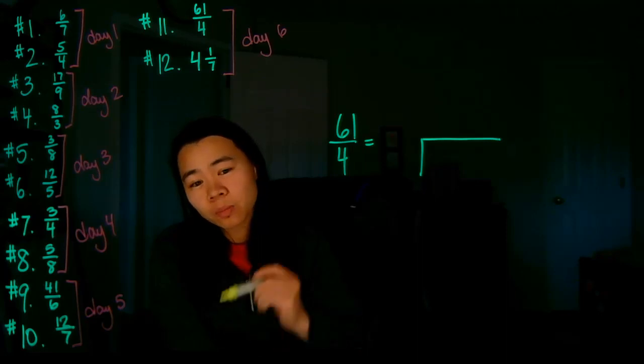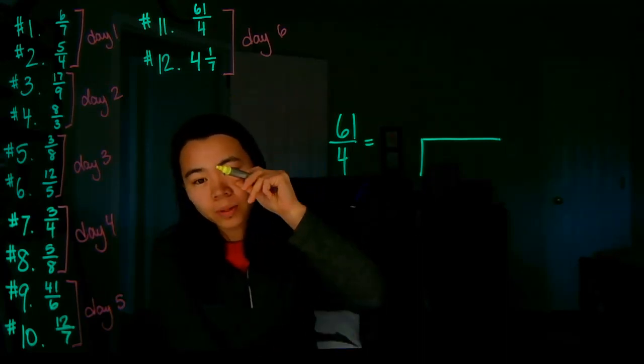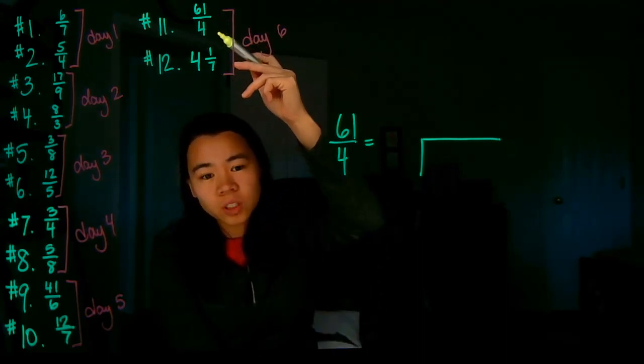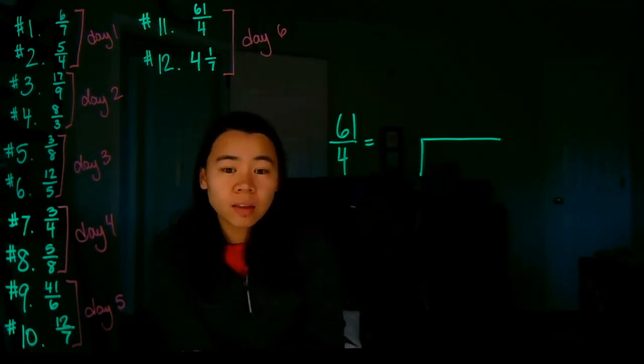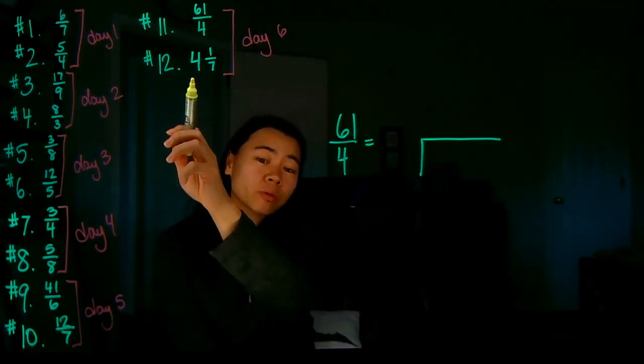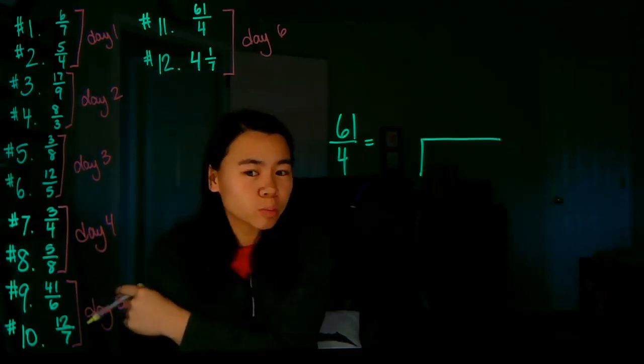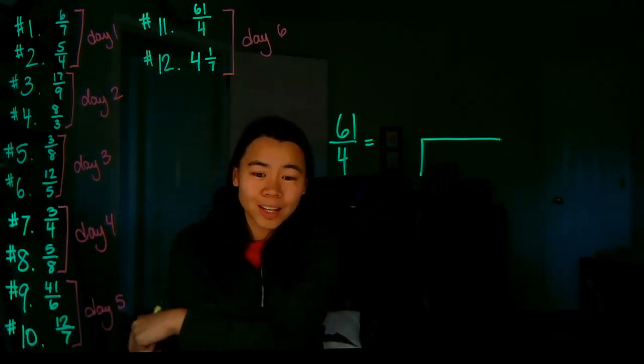You can see our problems for Day 6 are up here. They look a little bit different. We have 61 over 4, which is the first problem we're going to tackle today. And then also we have a mixed number, 4 and 1/7. So these are problems number 11 and 12 for Day 6.